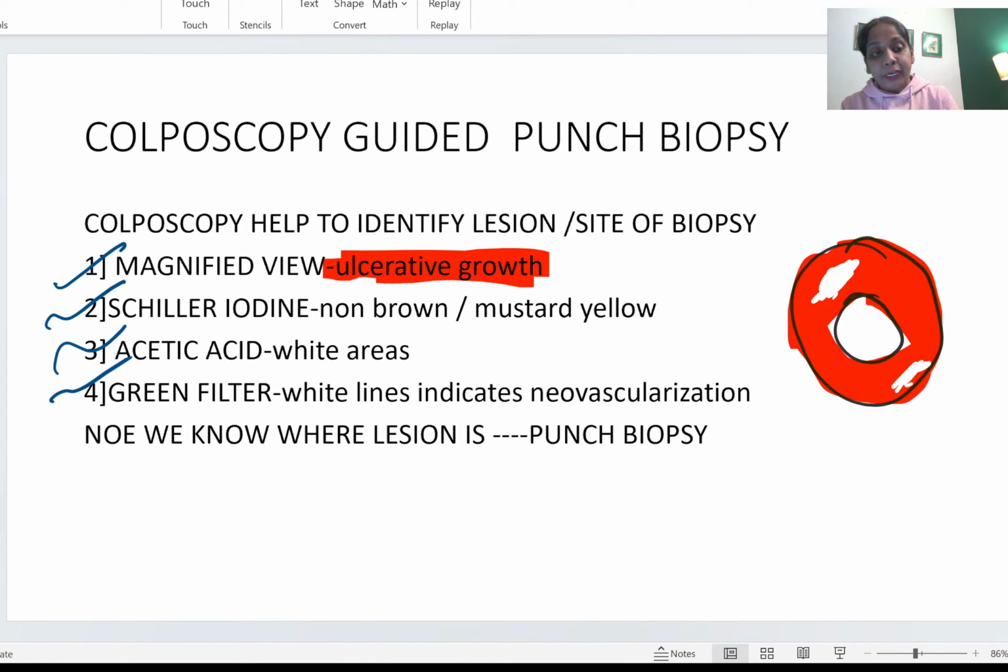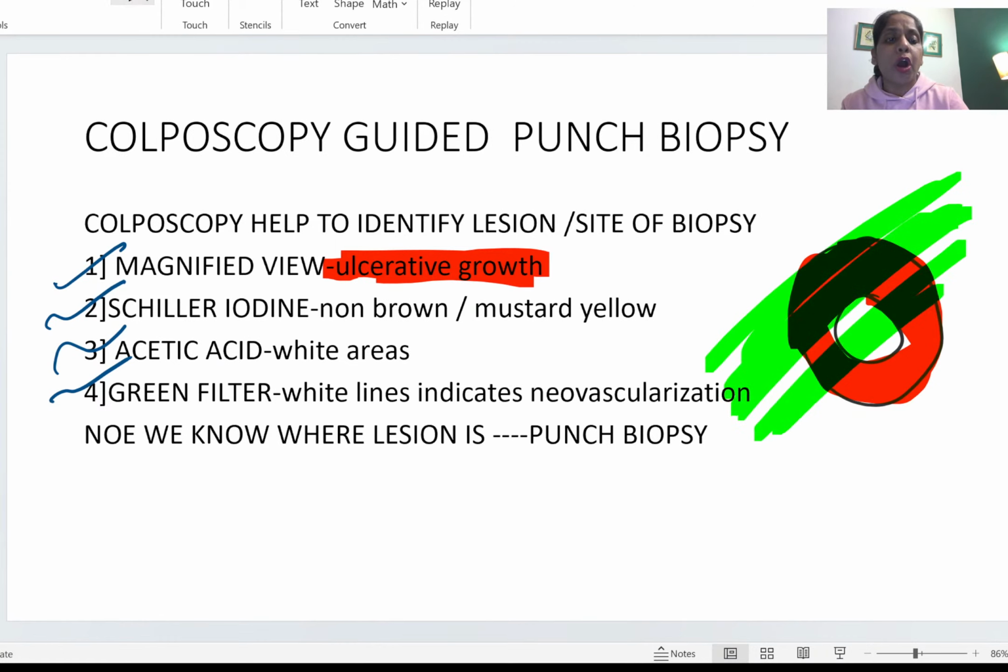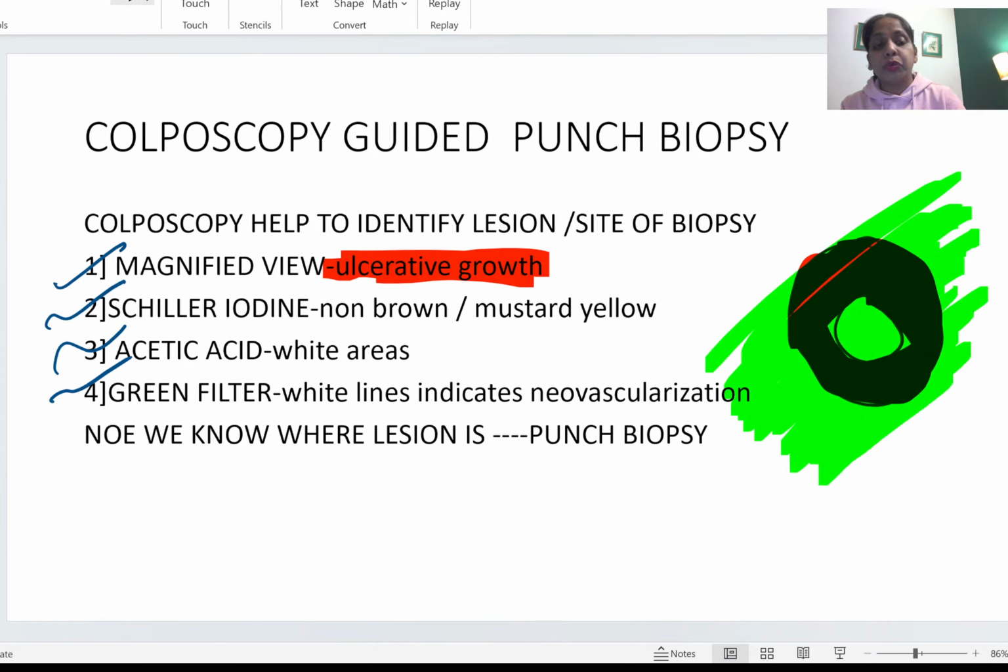Then next is the green filter, and the last step is the green filter. So we throw green light on the cervix. This was a question in the last PYQ of FMG. Which color filter do we use while doing colposcopy? The answer was green filter, right? What happens in the green filter? In the green filter, the vessels look white in color. Okay, this can be the next question.